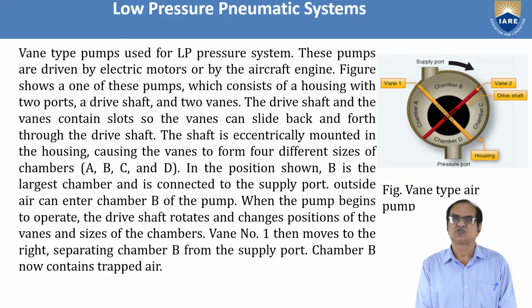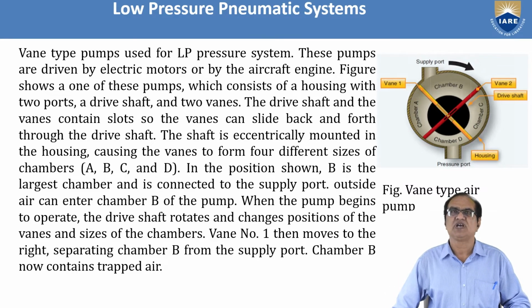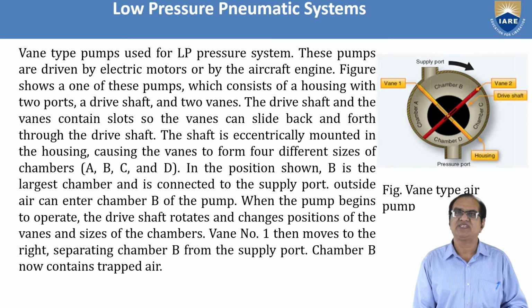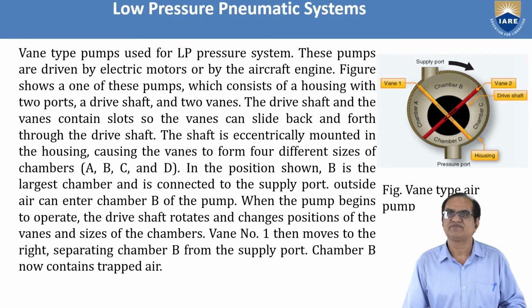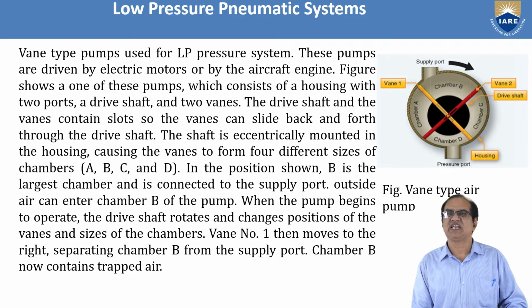This figure shows one of these pumps, which consists of a housing with two ports, a drive shaft and two vanes. The drive shaft and the vanes contain slots so the vane can slide back and forth through the drive shaft. The shaft is eccentrically mounted in the housing, causing the vanes to form four different sizes of the chamber A, B, C and D in the position shown.